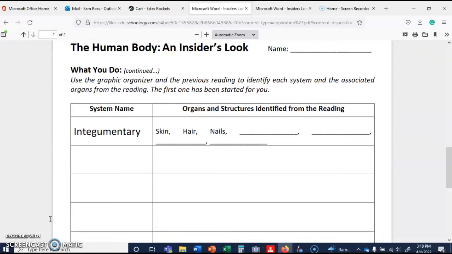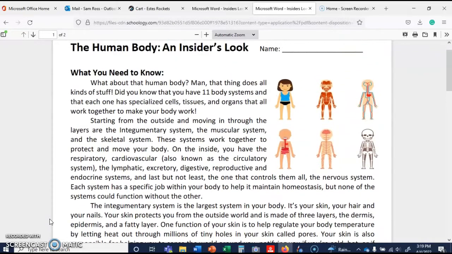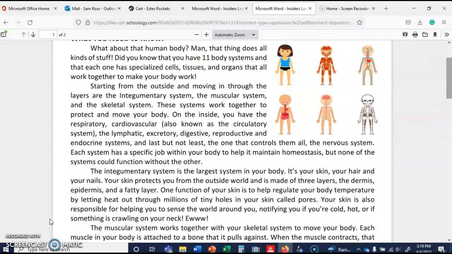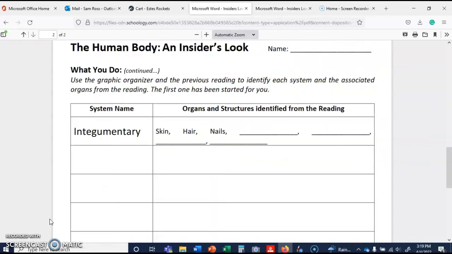And then on page 2, it says, use the graphic organizer in the previous reading to identify each system associated with the reading. The first one's been started for you. So it starts with the integumentary system, and then it starts listing all of the different organs and structures. That's from right here. So it talks about the skin, the hair, the nails, the 3 layers: the dermis, the epidermis, the fatty layer, all of that. And that's what they want listed here.